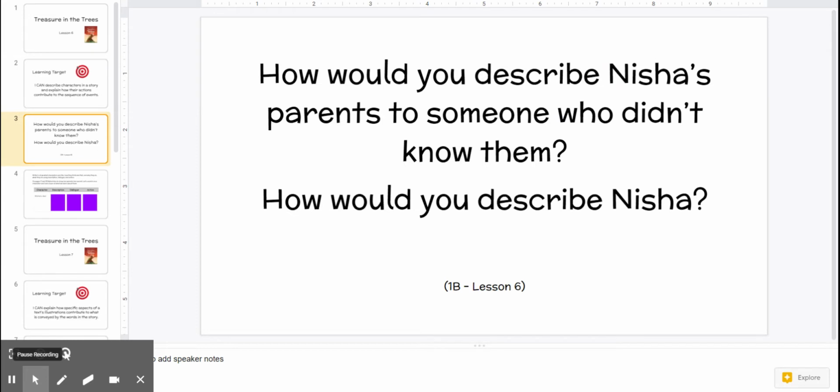Okay, let's think about those turn and talk questions that we have. I want you to think back. You've read now a few chapters. How would you describe Nisha's parents to someone who didn't know them? And how would you describe Nisha? What are some things that you think about her and about her parents?